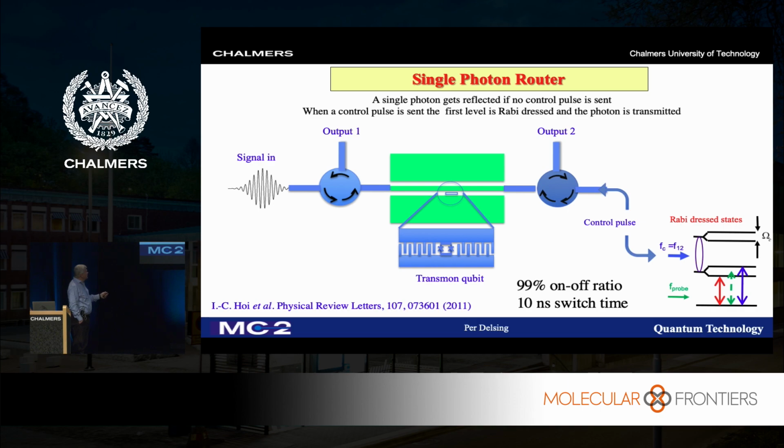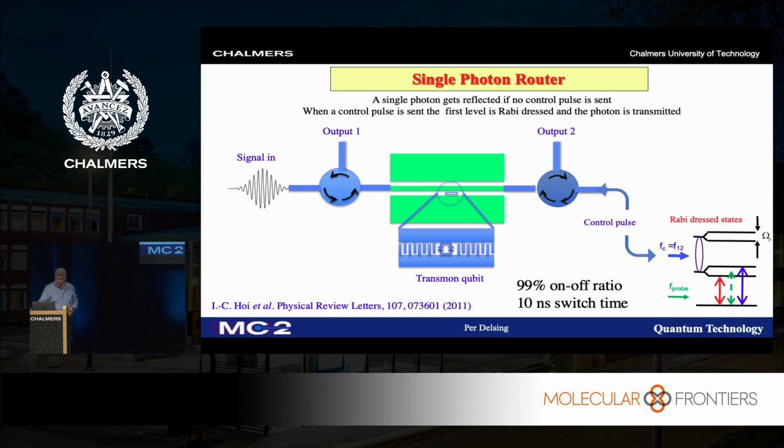But we can actually modify the atom by sending in a control pulse that is resonant with the first and second excited state, and that modifies the energy levels of the atom so that the atom becomes transparent. So by doing that, we can get the signal that comes in from this side to come out here instead. So we can really make a switchboard on a chip for microwave photons. And the efficiency of this switch is 99% on-off ratio, and the switching time is 10 nanoseconds. So it's a really high quality device.